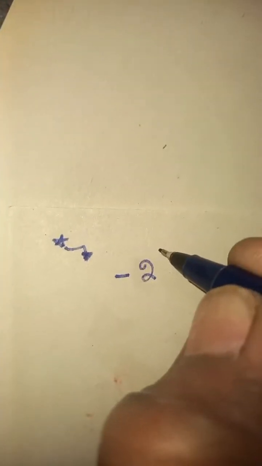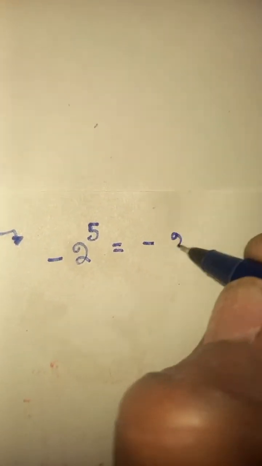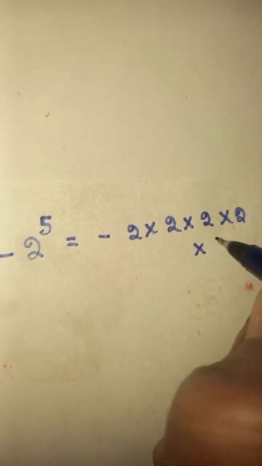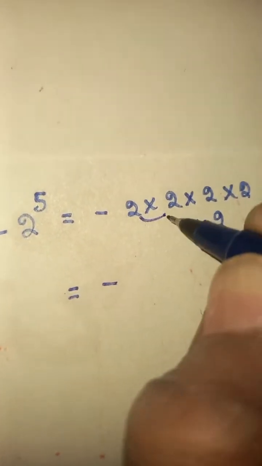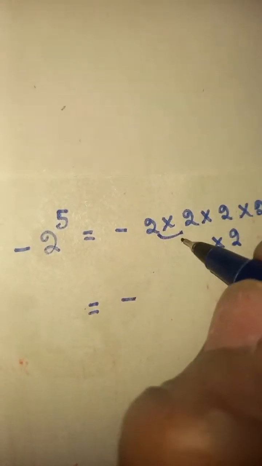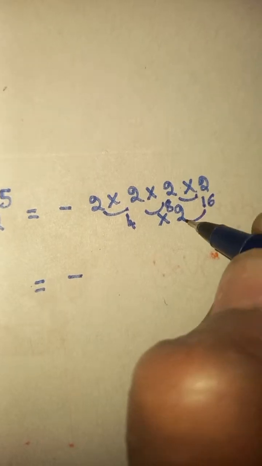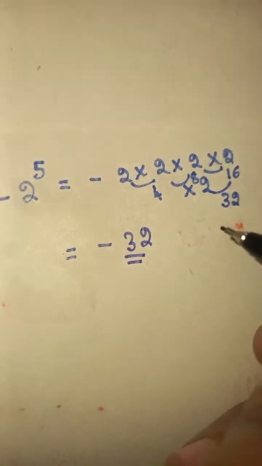In this problem, I am going to tell what to do when exponents are negative, that is minus 2 power of 5. Here the minus remains in front, and you need to multiply 2 five times: 2 times 2 times 2 times 2 times 2. The minus still remains in front. 2 times 2 is 4, 4 times 2 is 8, 8 times 2 is 16, and 16 times 2 is 32. So this remains as minus 32.